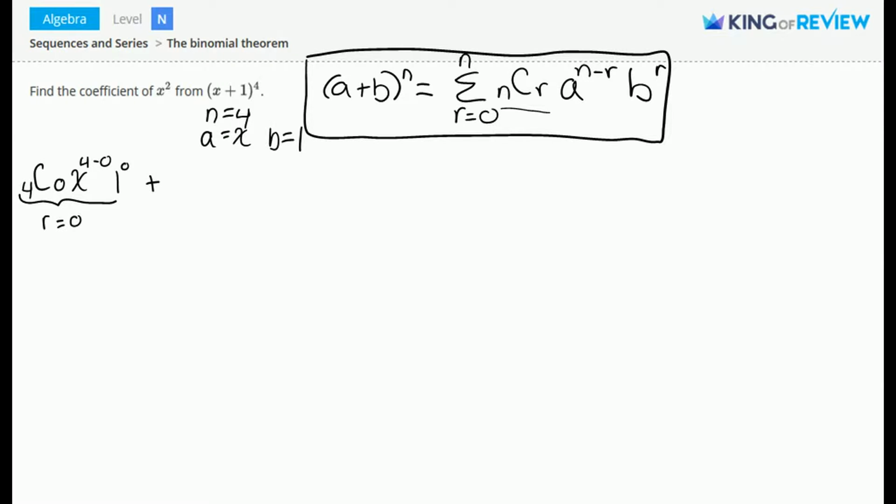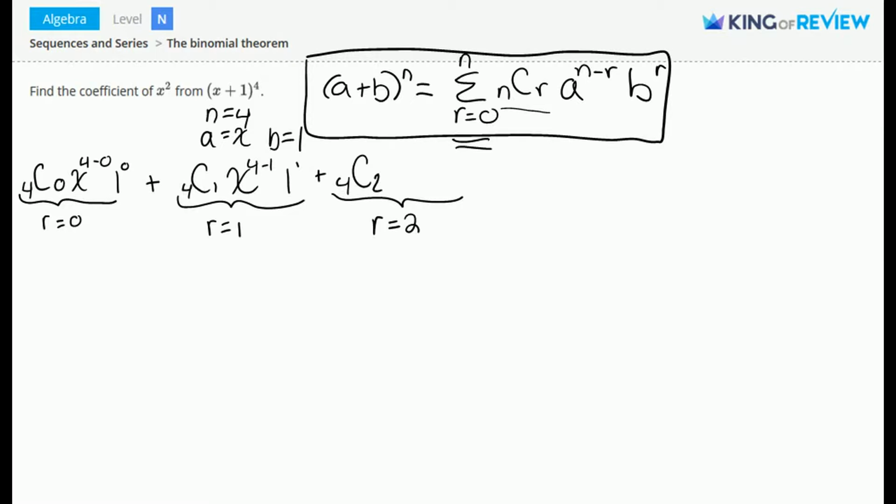And this sigma notation here in our formula represents the sum. So we're going to add each of these r values. So for r equals 1, we'll get 4C1 times our a value, which is x, to the 4 minus 1 power times 1 to the first power. And we're adding this to our r equals 2 value. So we have 4C2 times x to the 4 minus 2 power times 1 squared.